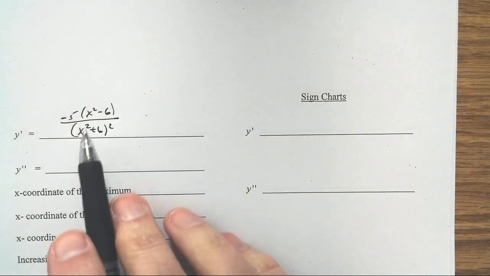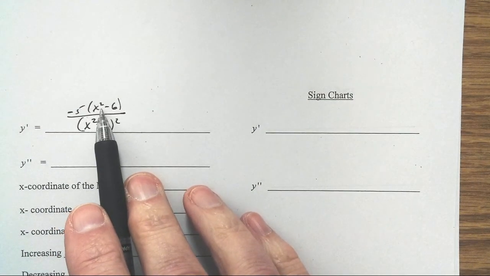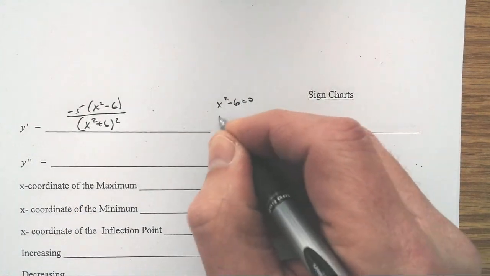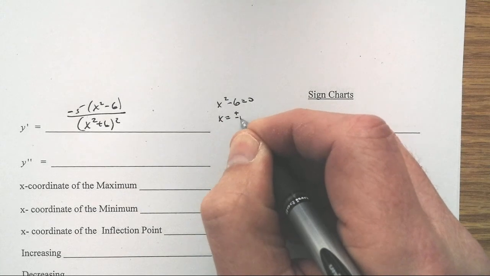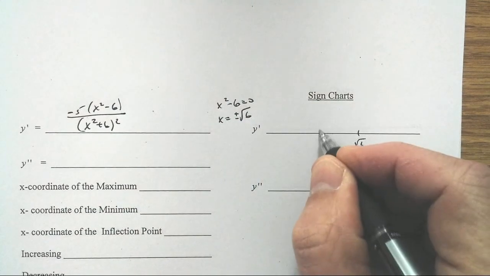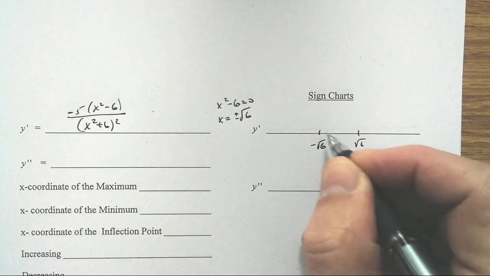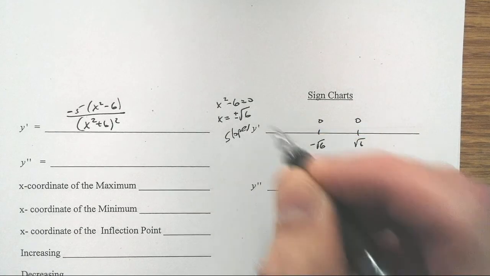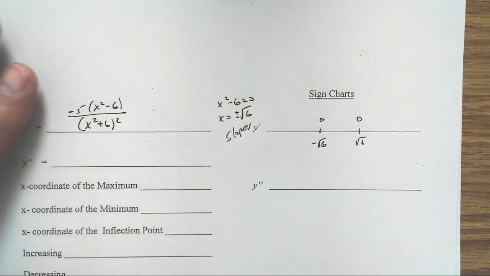So, when is this 0? When x squared minus 6 is 0. If x squared minus 6 is 0, x is plus or minus square root of 6. Square root of 6, negative square root of 6: the slopes, y prime, first derivative, are 0.